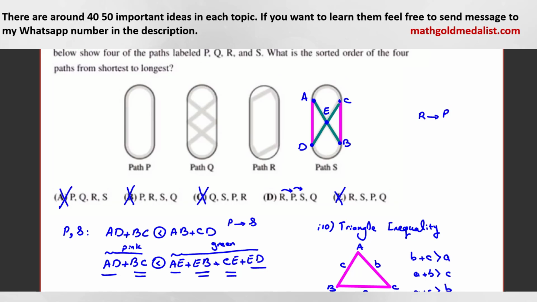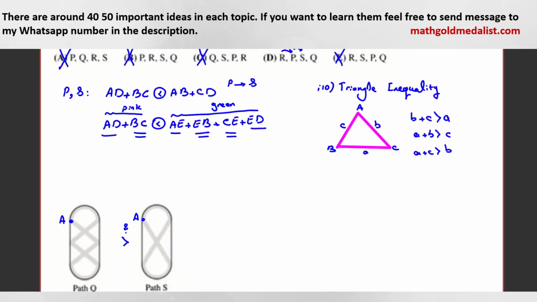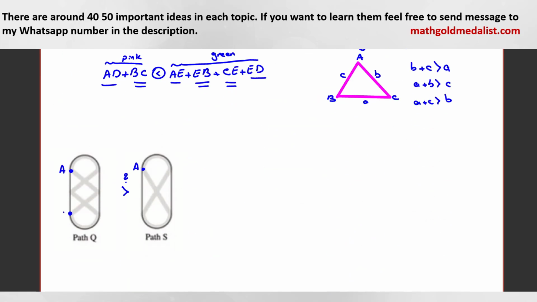Okay, so we want to prove what? We want to prove that S is smaller than Q. How can we prove this? So we can consider this one is A. From the figure, we consider same points like this. So here we said ADCB. ADCB. And then here, again, we can say it is B, it is C, it is D.